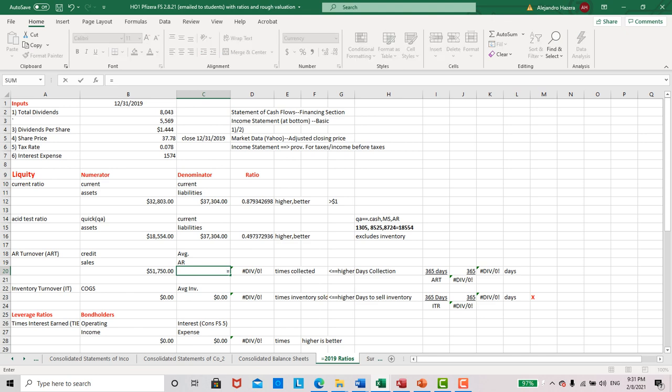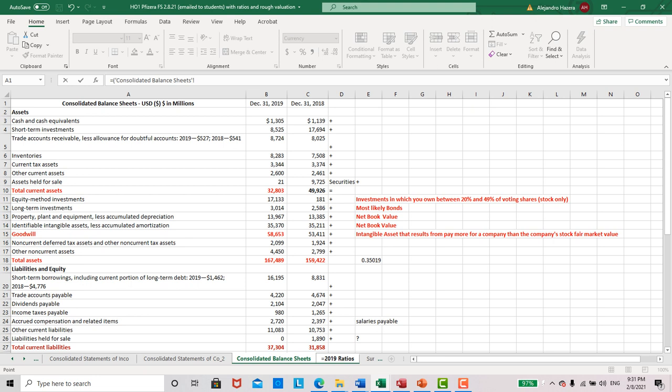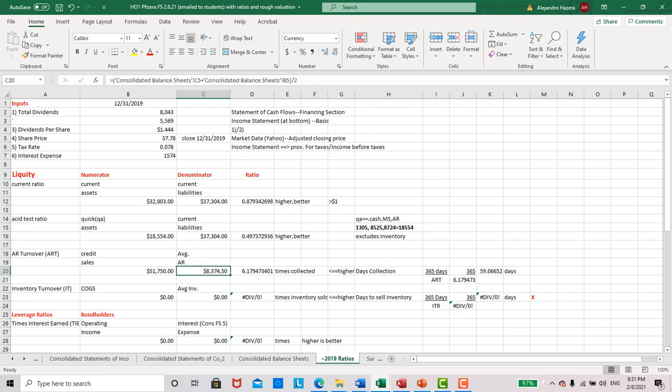Now your average accounts receivable. Like I said, when you have an average, you're going to take your beginning accounts receivable plus your ending accounts receivable, and we're going to divide that by 2. So your accounts receivable turnover here is going to be 6 times. That means that you collected your accounts receivable balance 6.18 times during the year, which is good.